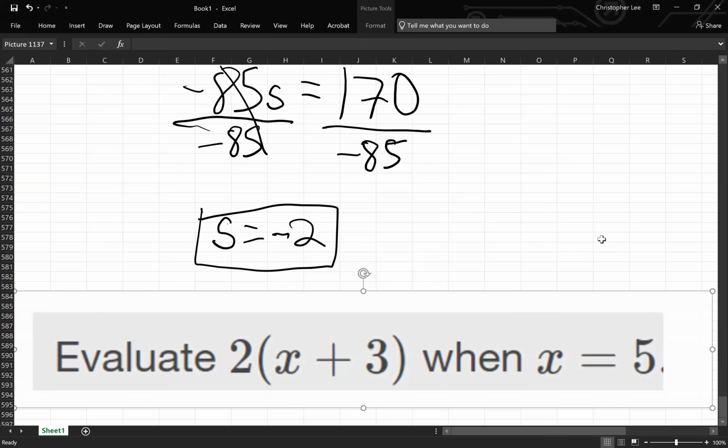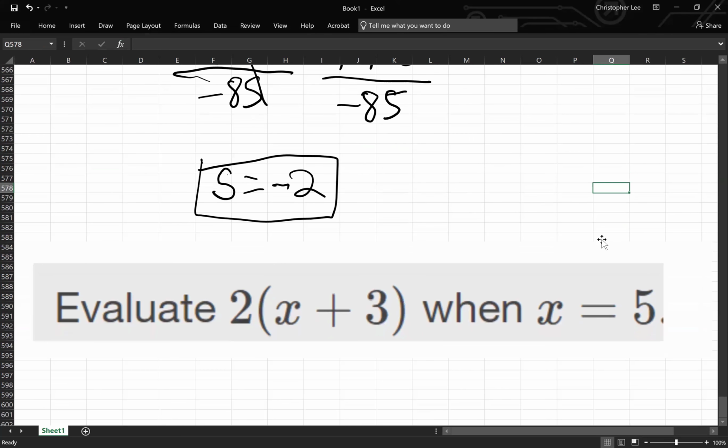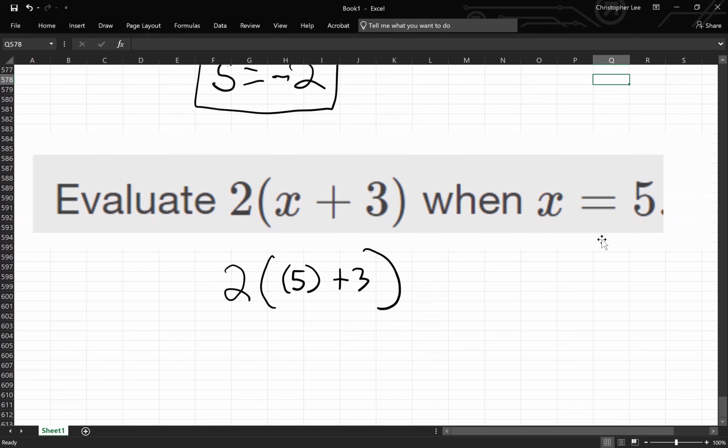So for this, I want to evaluate 2 times x plus 3 when x is equal to 5. How do I do this? Got to plug in 5, right? So this becomes 2 times, instead of the x, I'm going to put 5 plus 3. What should I do next? Before that, add, right? So what's 5 plus 3? Very good. So this is 2 times 8.